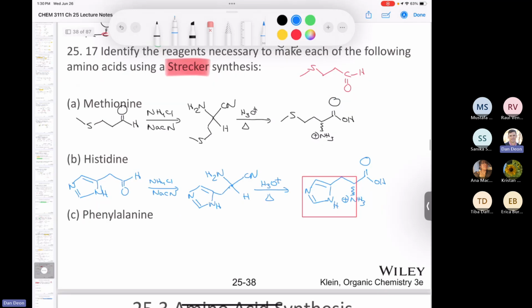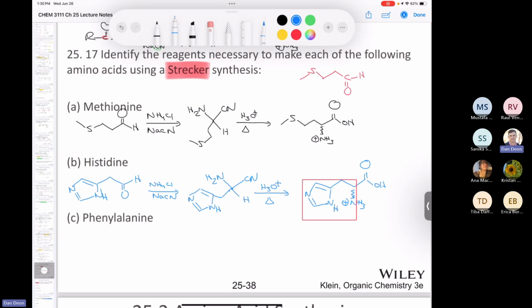So for phenylalanine, I'll let you do this one on your own. If I want to make phenylalanine, phenylalanine is just like alanine, but then you have a phenyl group. So if this is alanine, phenylalanine just means you have a phenyl sticking off instead of a proton for one of your R groups or for one of your hydrogens. So there's phenylalanine.